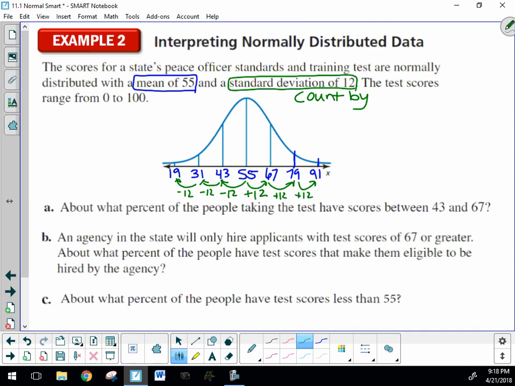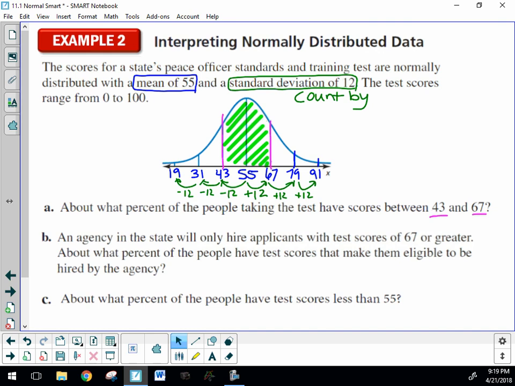Okay, so now let's look at these questions, and I'm going to shade the curve to help us answer the question. So the first one says, about what percent of the people taking the test have scores between 43 and 67? So we are talking about this section here. And at first you may need to refer to your diagram to get these percentages, but you'll know them after a while. Each of these sections is 34%, so we would have a grand total of 68% when we add those two together.